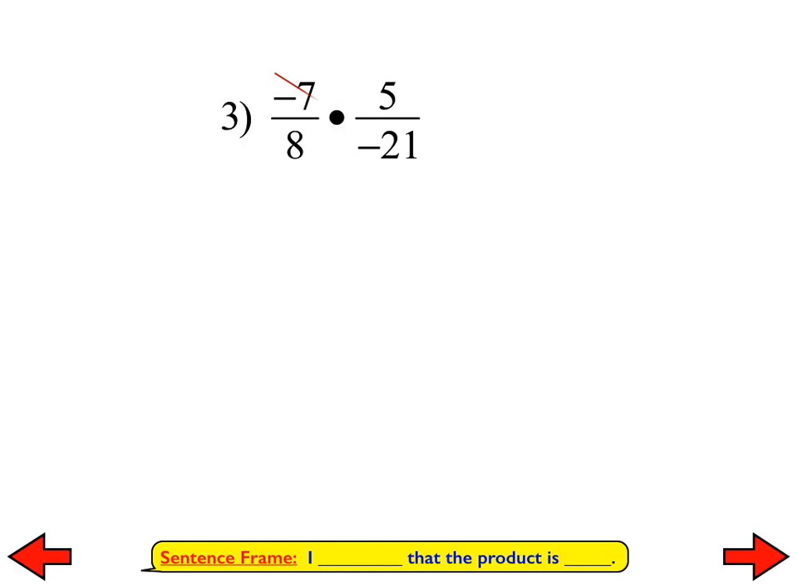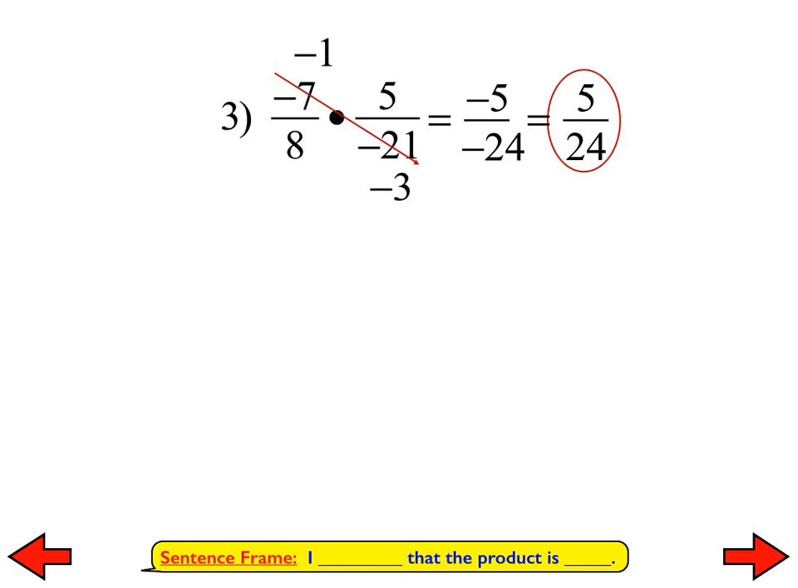So, in that diagonal, -7 goes into -7 once, or -1 times. It doesn't matter. And then 21 -3 times. Nothing goes into both 5 and 8 except 1, so we can't do anything there. Now, if you multiply straight across, you have -5 over -24. But a negative over a negative is a positive. Therefore, the product is 5/24.